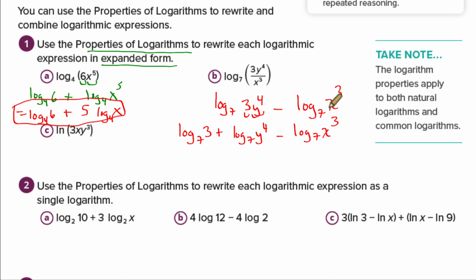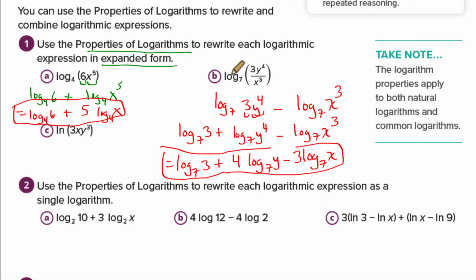We have one more step. We're going to bring both of those exponents down in front. Now, that exponent, that 4, only goes on the y. If there were parentheses, we'd have a different situation. But there are not. That 4 only goes to the y, which means I bring that 4 down only in front of this log. Our final answer is going to be log base 7 of 3 plus 4 times the log base 7 of y minus, oh, we got to bring that 3 down too, 3 times the log base 7 of x. This is expanded, isn't it? We took one log.